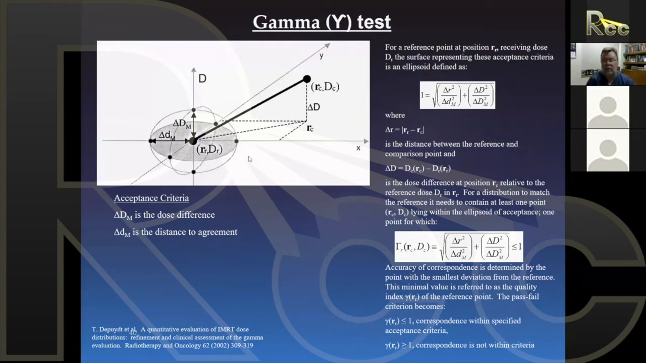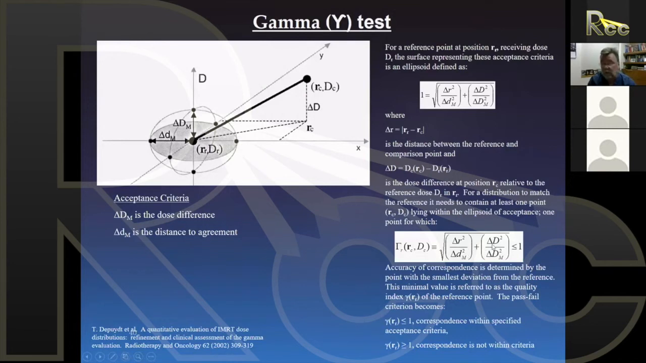So what we have here is a reference point, a dose point, and one that we're going to make comparisons with. This would be our measured, this would be our calculated. And we can look at the difference in distance and the difference in dose. If we set up our tolerances, how much dose difference we will allow, say 3%, and our distance to agreement, 3 millimeters, and if we set a passing criterion, what is called the quality index has to be, based on this equation, less than one. You can clearly see that these are just the squares of those differences divided by the squares of the tolerances. Take the square root of the whole thing.